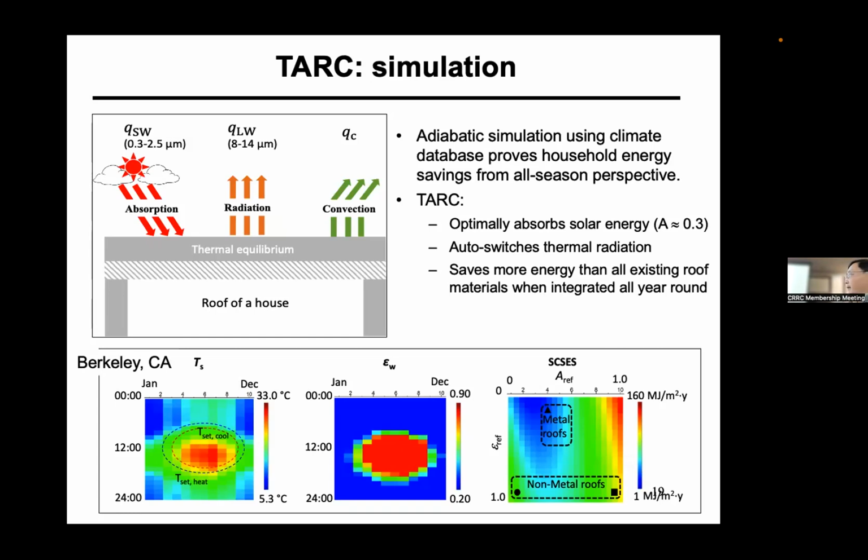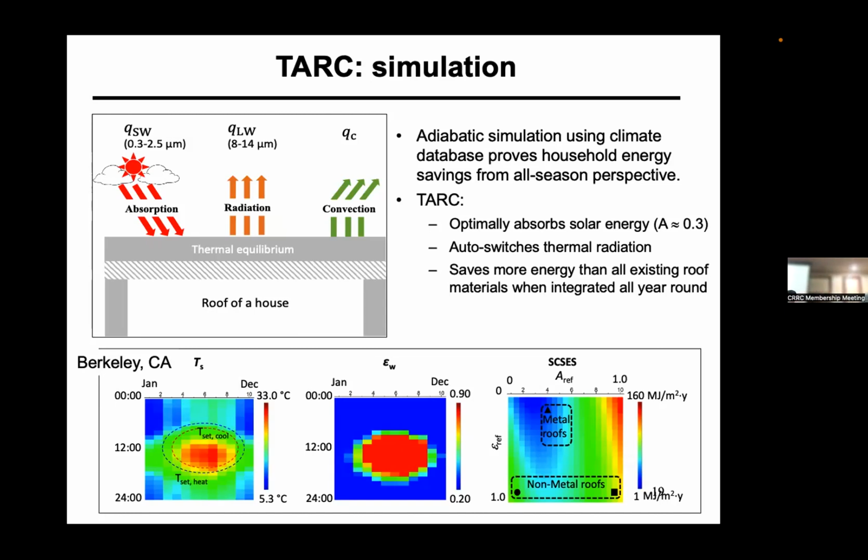On the right-hand side is the minimum energy saving of this switchable roof compared to other roof materials. So for other roof materials, as long as they are non-switchable, we give them a fixed solar absorption. That's the horizontal axis here.